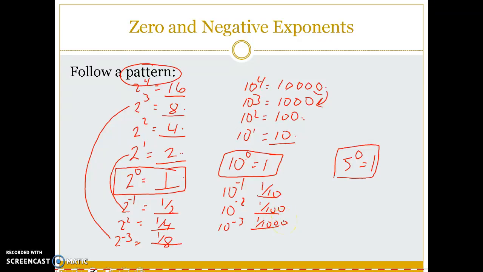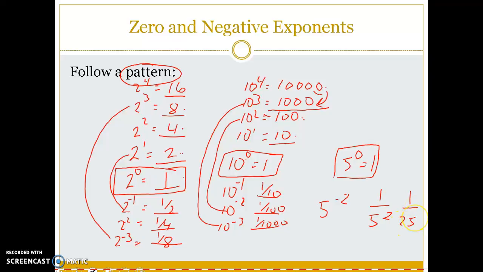So take a look at this. 10 to the third here is 1,000, but 10 to the negative third is 1 over 1,000. 10 squared is 100, but 10 to the negative second is 1 over 100. And so we have something that looks like this, 5 to the negative second. Well, that's the same thing as 1 over whatever 5 to the positive second is. Well, 5 to the positive second is 25.